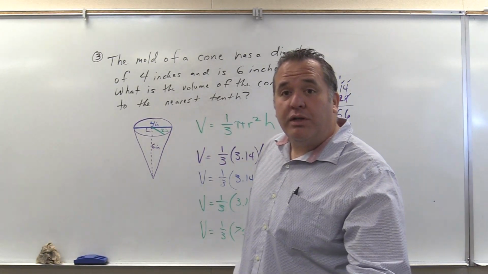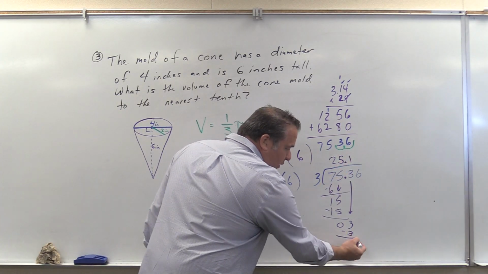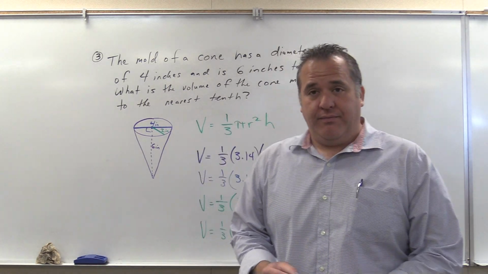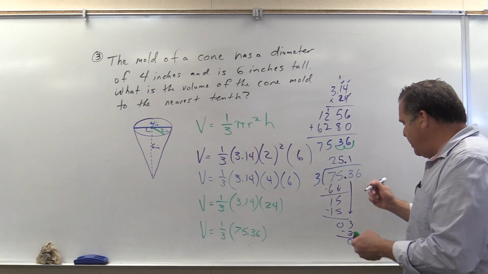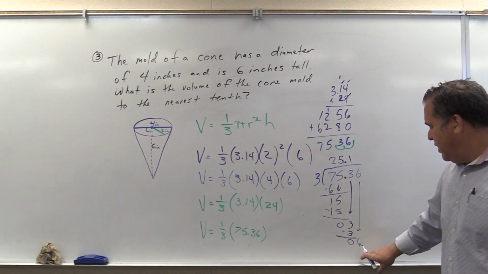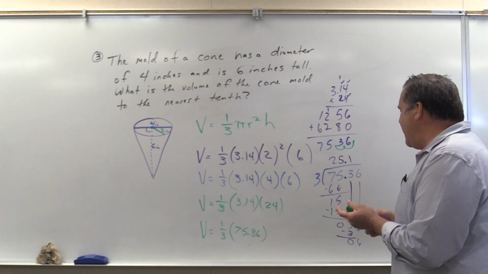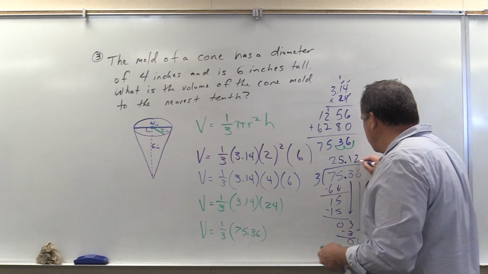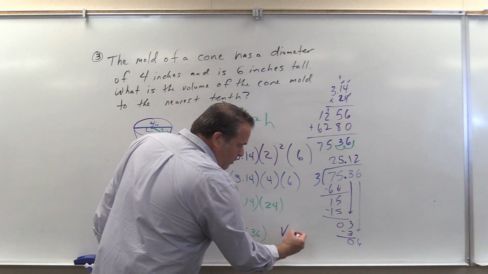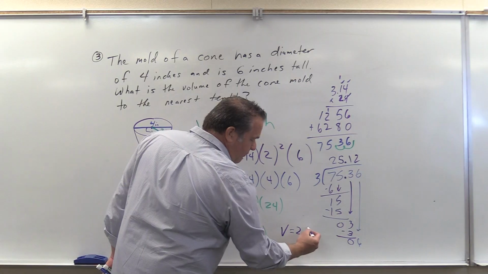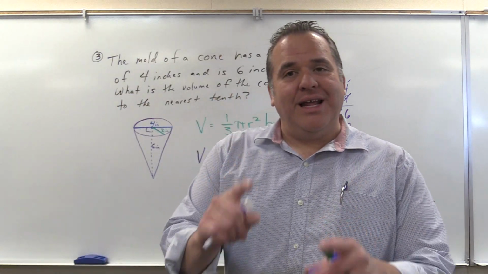Now, how many times does 3 go into 3? Once. So I'm going to put a 1 right here. 1 times 3 is 3. Subtract. Look at that. No remainder again. So now I'm going to bring down this 6 right here. And 3 goes into 6 2 times. So I'm going to put a 2 here. So I got my volume, and I'll write it right here. The volume is going to equal 25.12.